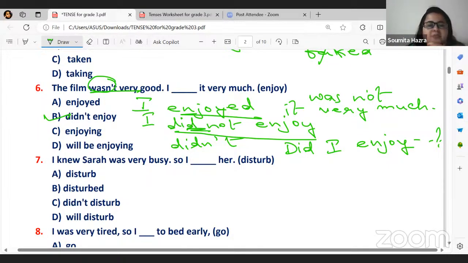Number 7. I knew Sarah was very busy. So I dash her. The word is disturb. Now read the sentence. Try to understand what it is trying to say and then tell me the answer in the chat box. Okay? I will wait. I'll give you some time. There is no hurry. Read the sentence and try to identify the answer. This is question number 7.